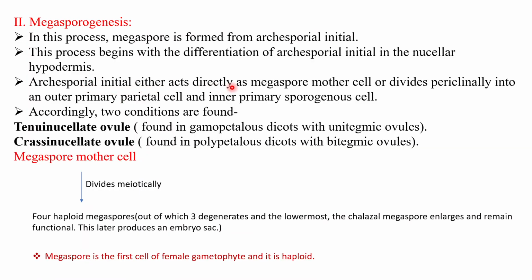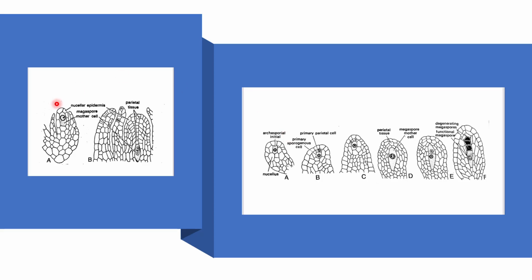The archesporial initial either directly acts as the megaspore mother cell or divides periclinally into an outer parietal cell and an inner sporogenous cell. According to this, it is distinguished into two types. There are two conditions found. The first one is the tenuinucellate ovule, found in gamopetalous dicots with unitegmic ovules, in which the archesporial initial directly acts as the megaspore mother cell.